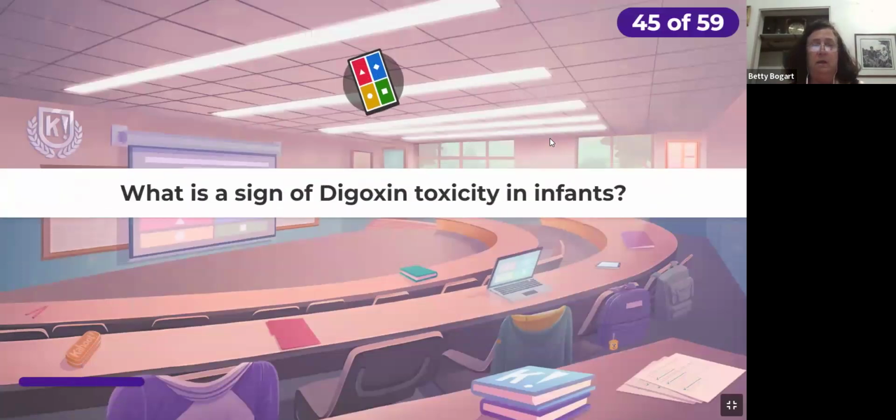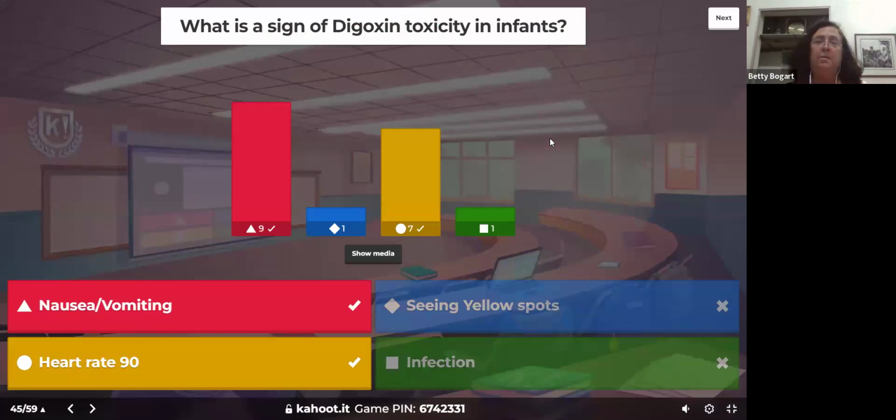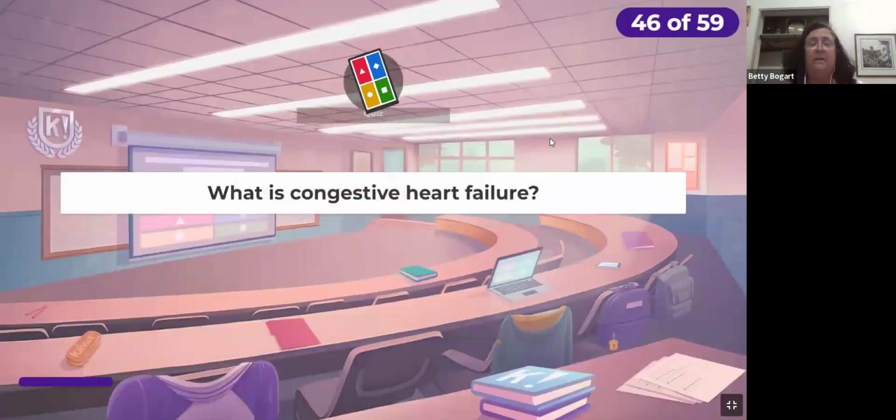A multi. What is the sign of dig toxicity in infants? So you can't see yellow spots. I don't think an infant can tell you that. That's adults, okay? But nausea, vomiting, and heart rate, you can absolutely see. Dig toxicity. You see that? Hold the dose, call the doctor, get a level.